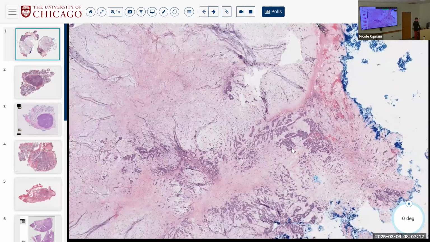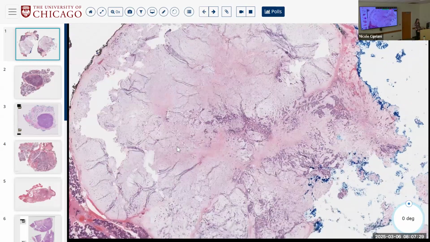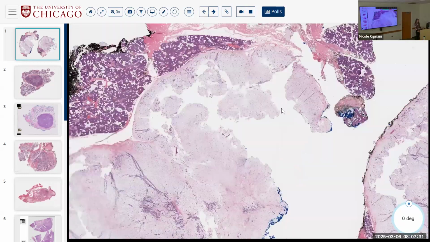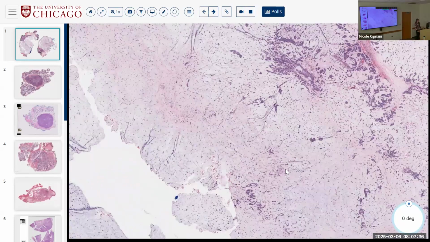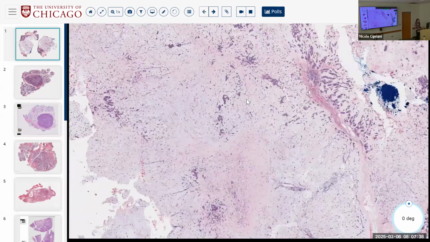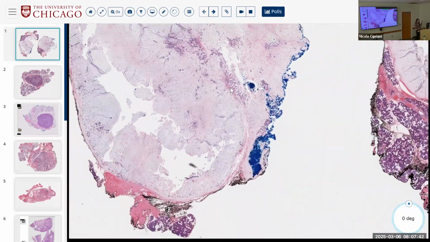Okay, great. Thank you. So, good. Yeah, just on low power, right? It's got these heterogeneously cellular areas with some more cells and some less cells. And you definitely do not need to see a chondroid or cartilaginous component. However, you do have a pretty good myxoid component, which is also still part of the PA spectrum. But yes, so you have a pleomorphic adenoma.